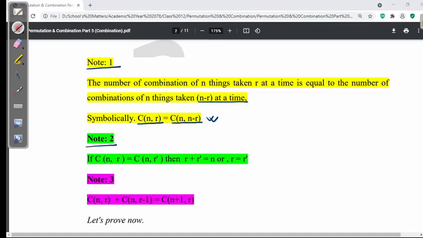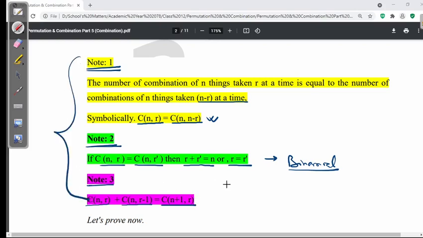And note number 2: if C(n,r) equals C(n,r dash), then either r plus r dash is n or r equals r dash. We have to use this in binomial also in the next lesson. So let's check and recall this. If C(n,r) equals C(n,r dash), then r plus r dash equals n or r equals r dash. There are two conditions. And note number 3, dear students: C(n,r) plus C(n,r minus 1) equals C(n plus 1,r).